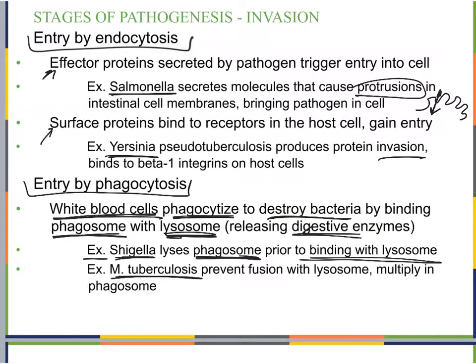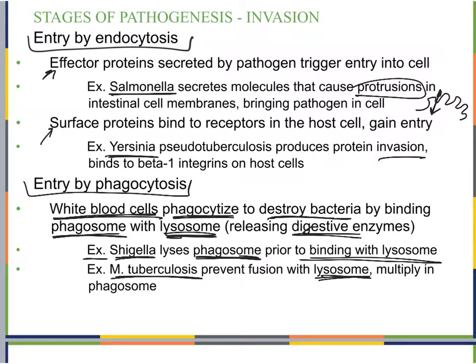Another example is M. tuberculosis. It actually prevents fusion with the lysosome. So it also is brought into the white blood cell. It's in a phagosome, but then it prevents fusion with the lysosome, and then it multiplies within the phagosome itself. So it allows itself to get brought into that white blood cell, and now that it's in the phagosome, it's kind of protected. It prevents that lysosome from binding, and it can make many copies of itself.